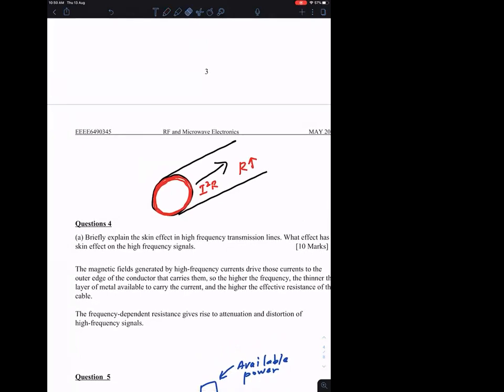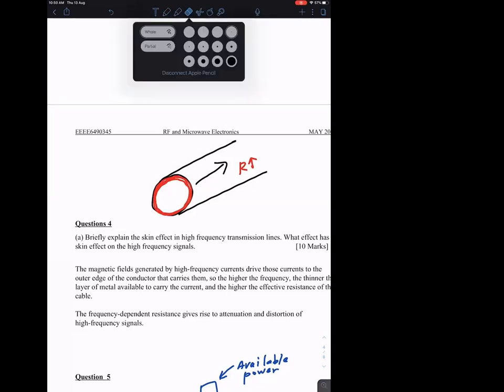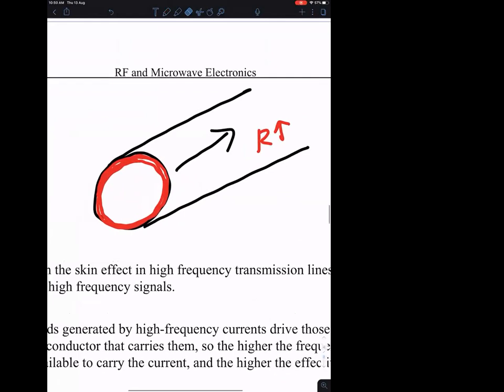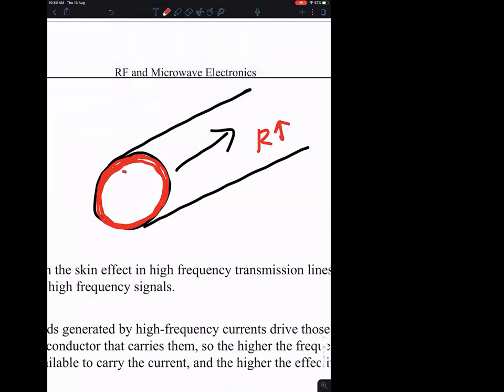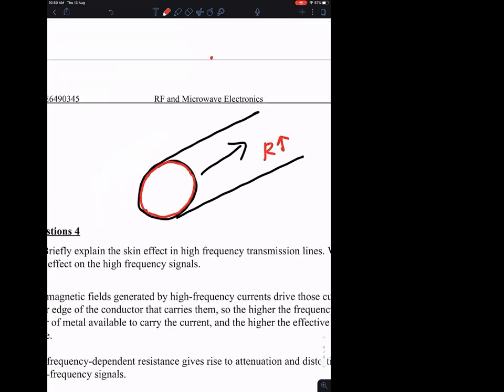And there's also a heating effect. Even at AC, some current is already flowing on the surface only. At RF, microwave is worse. So the higher the frequency, the thinner it gets. The cross-sectional area available for the current flow becomes thinner and thinner the higher the frequency.